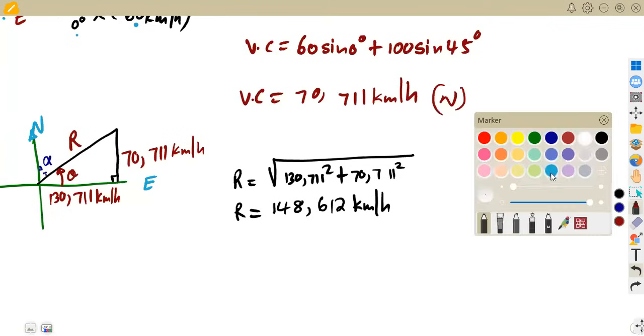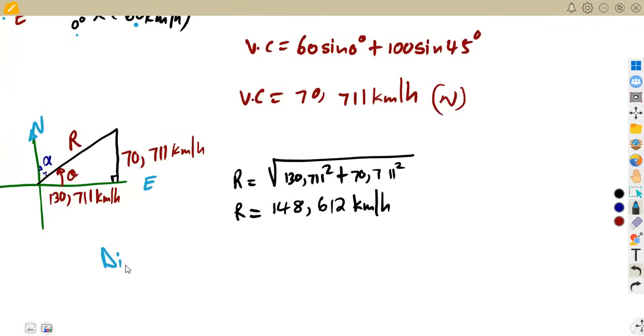For the direction, we are either going to have it this way from the east. Remember, we start from the pole, east to the north. So it's going to be east theta degrees to the north, or we can have this as from the north alpha degrees to the east. That's another way.